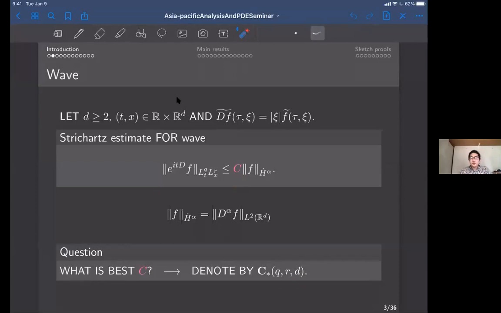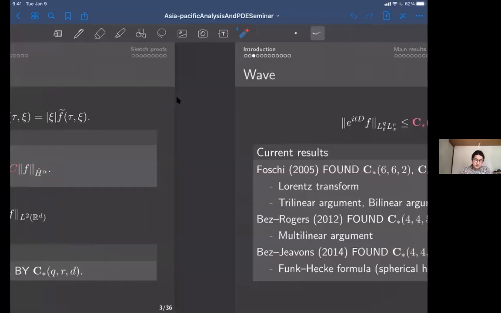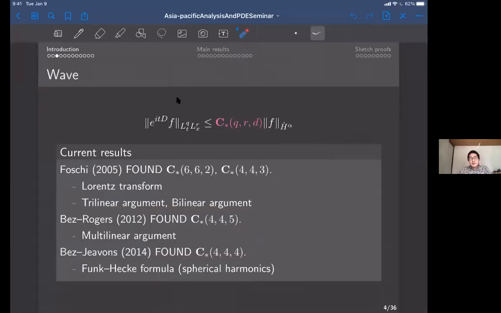Usually, in general, it's very hard to compute the best constant for any inequality. But in this case, if you're lucky, for some special cases, you can actually calculate it. Here are some examples of current results. In 2005, Damiano Foschi in Italy found a way to calculate the best constant in 2 dimensions with q and r being 6 and 6, and in 3 dimensions when q and r are 4 and 4.